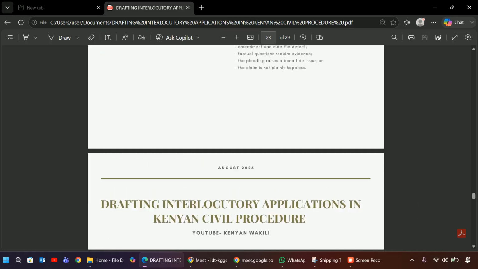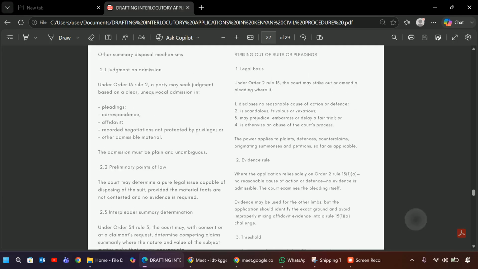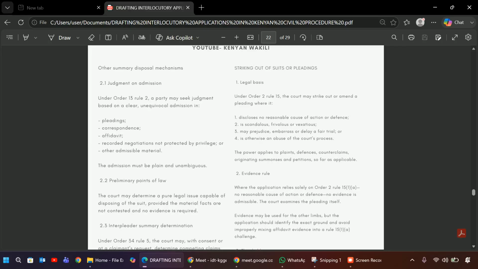So basically Pluto, we see you can make an application for CLE purposes, and we also have other summary disposal mechanisms, and this is also seen under a judgment on admission under Order 13 Rule 2, where a party may seek judgment based on a clear unequivocal admission in either pleading, correspondence, affidavit, recorded negotiations not protected by privilege, or other admissible material, and this admission must be plain and unambiguous. So take note, it is not everywhere that you go and strike off a suit or seek summary dismissal. While there is a judgment on admission, you clearly approach court using Order 13 Rule 2.